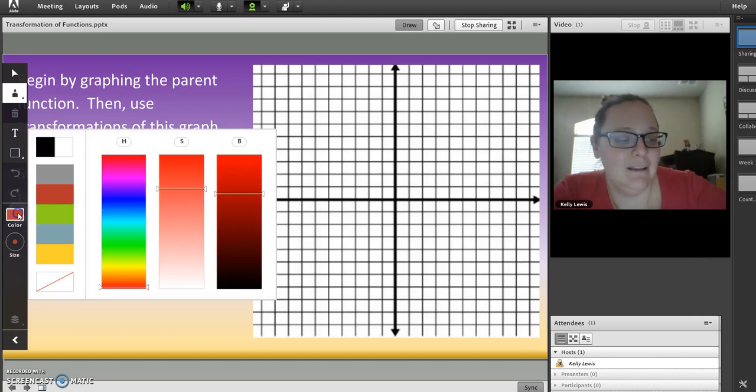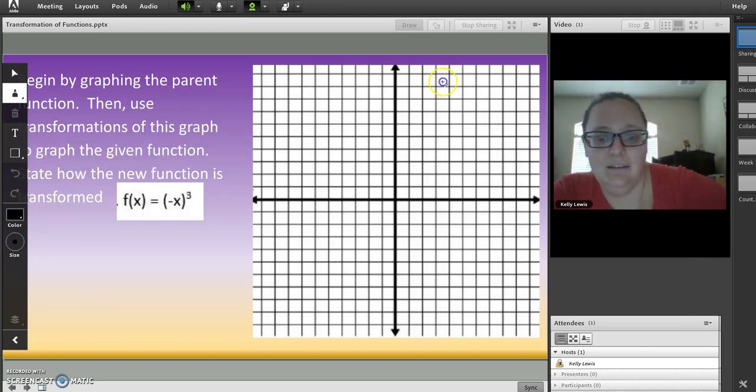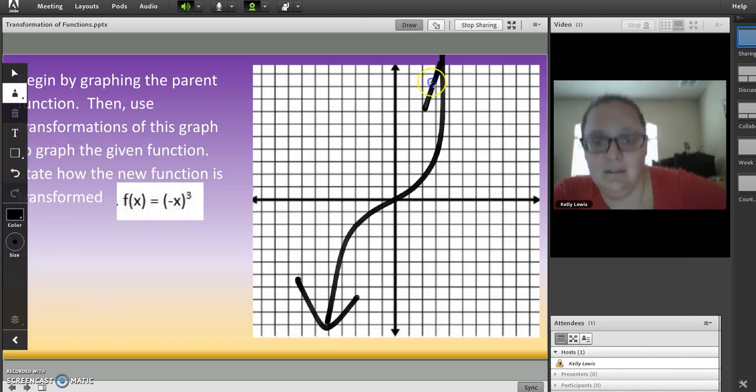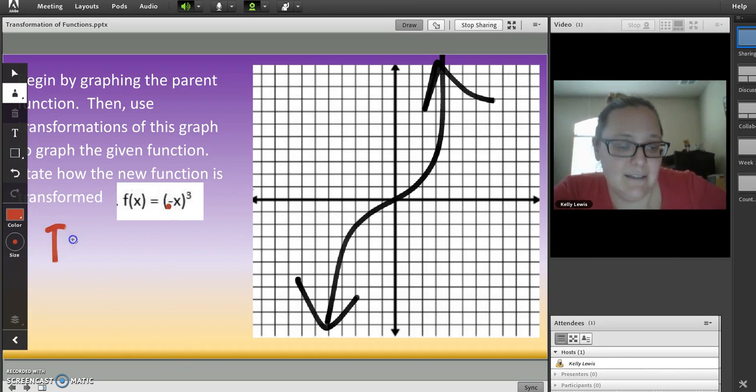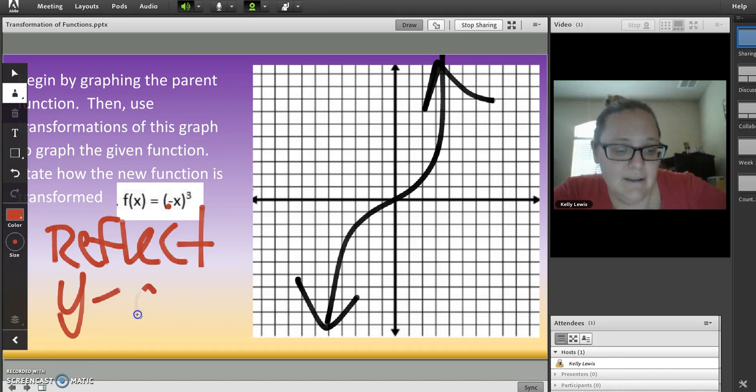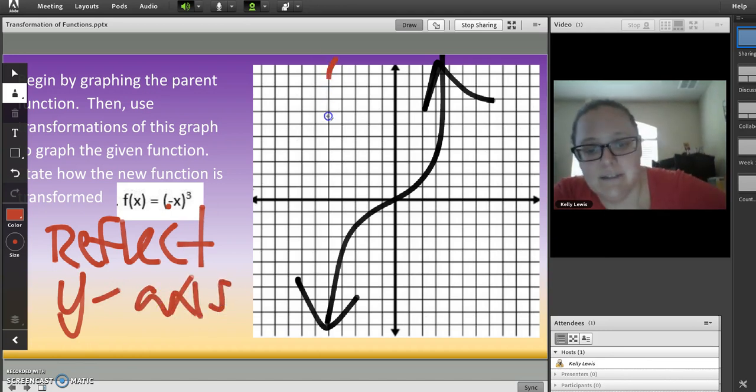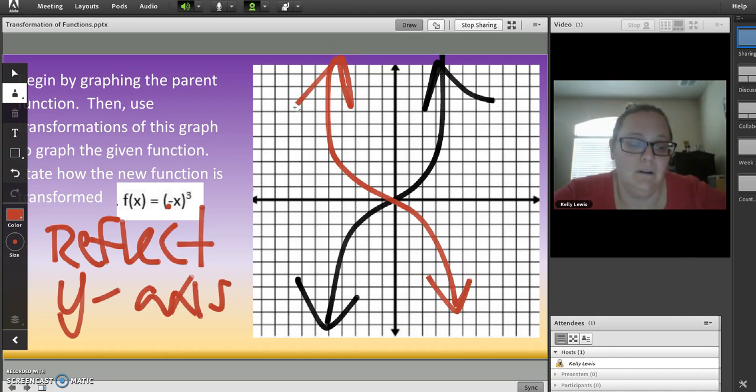All right, our normal guy looks like this. And then he, because it's inside with the x, is going to reflect on the y-axis. He's going to go like that. I'm going to stop this video, and on the next video, I'll pick up where I left off. I'll pick up right here.